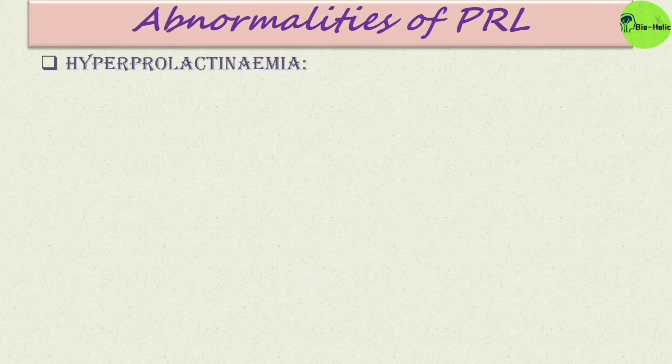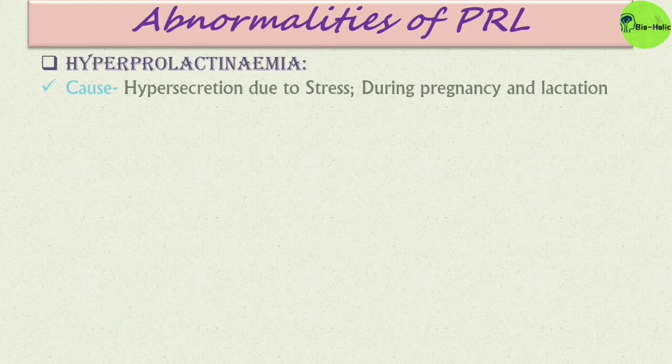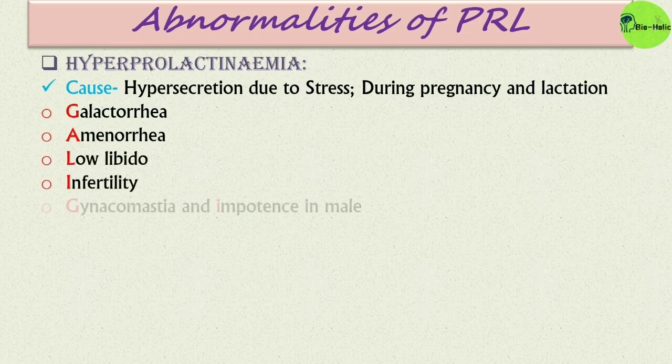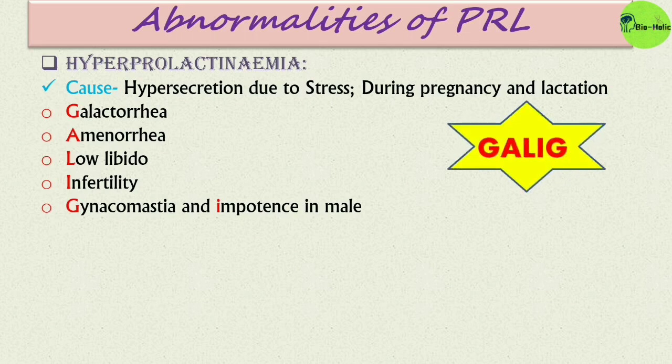Now, what are the abnormalities of prolactin? Hypersecretion of prolactin is due to stress during pregnancy and lactation. The features include galactorrhea, amenorrhea, low libido, infertility, and gynecomastia. And also in male, hypersecretion of prolactin may cause impotence. So the trick to remember these features is to remember only the word gallig.